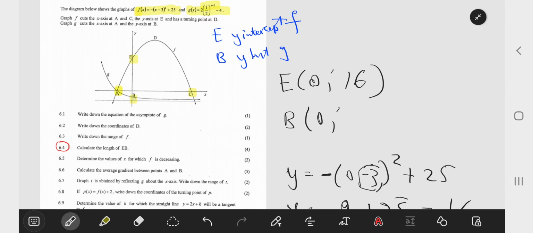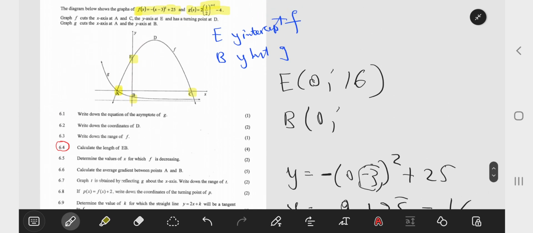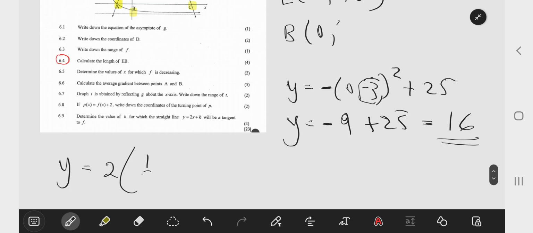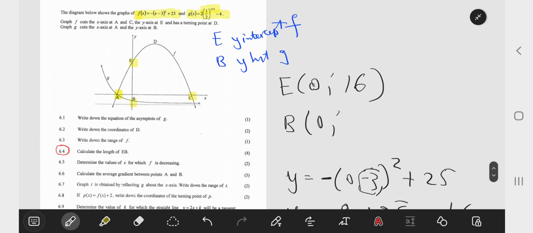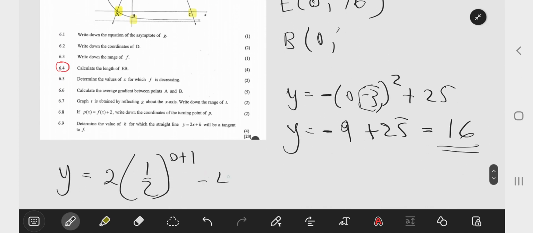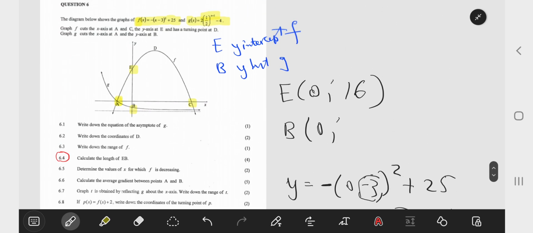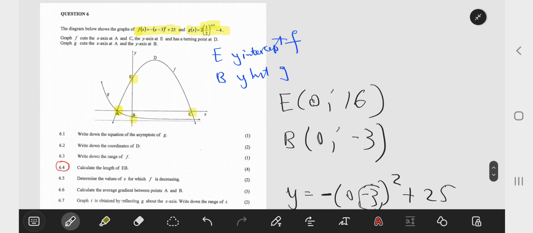And then for B, the y-intercept of this exponential, it is on g of x, right? So in g of x where we see x we substitute 0, right? So it will say 2 times 1 over 2 to the power, and we substitute 0, so 0 plus 1 and then minus 4, okay? And then 0 plus 1 gives 1, so it's half raised to the power 1. So half multiplied by 2 gives 1, right? Minus 4, and then the answer is minus 3. So B will be (0; minus 3).